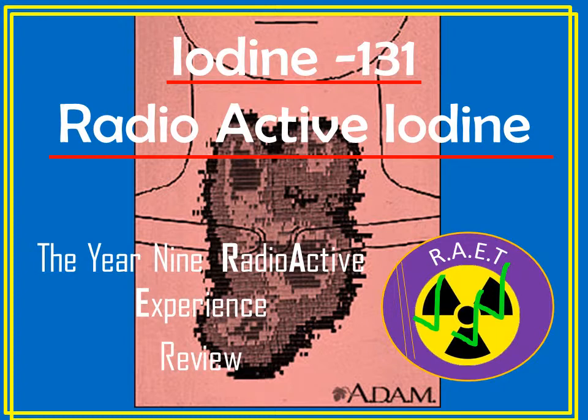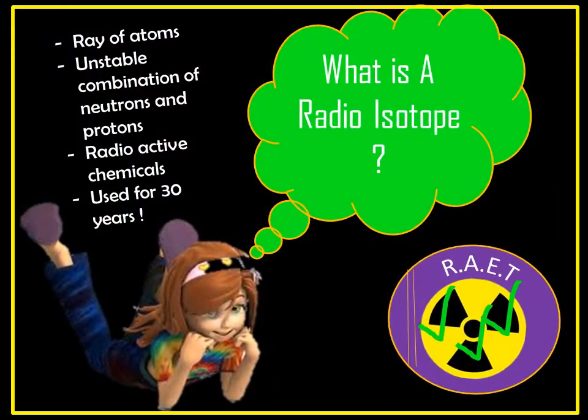The RAET, or Radioactive Experience Team, brings you an episode on radioisotope iodine 131, commonly known as radioactive iodine. For starters, what is a radioisotope? Well, a radioisotope can scientifically be defined as an array of atoms with an unstable combination of neutrons and protons, that of which you've already learnt about in Year 9 chemistry. Radioisotopes, including radioactive iodine, are a significant part and essential to the aspects of radiopharmaceuticals, especially in the field of nuclear medicine.